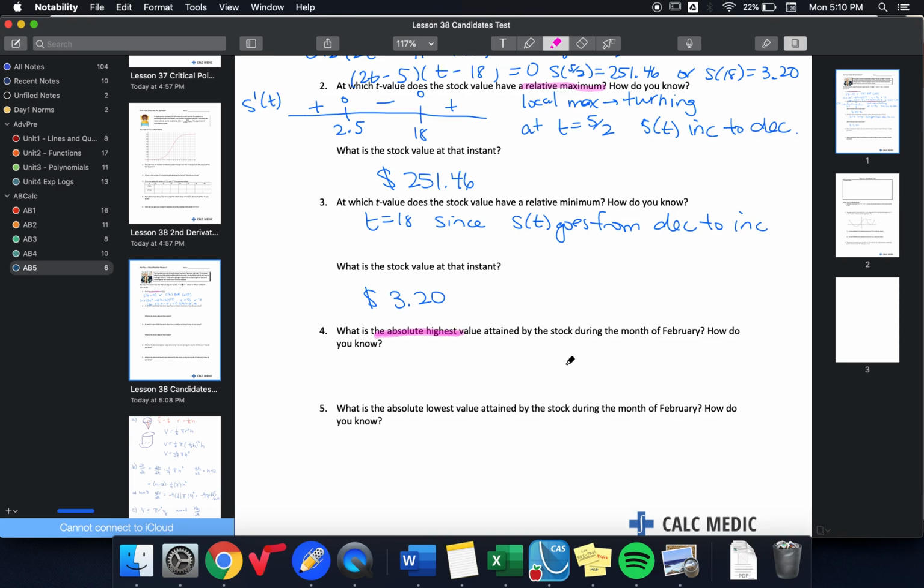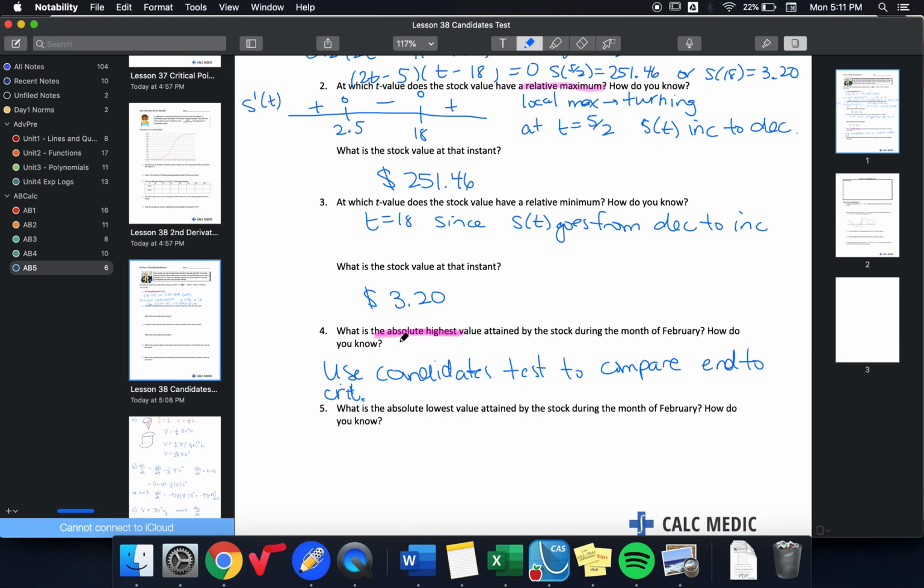Now I want the absolute highest value. So now I need to do what we call the candidates test, so that I'm comparing my critical points to my endpoints. So I'm going to use the candidates test to compare endpoints to critical points.